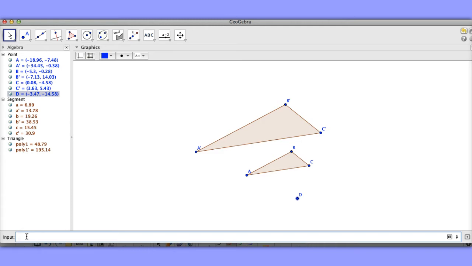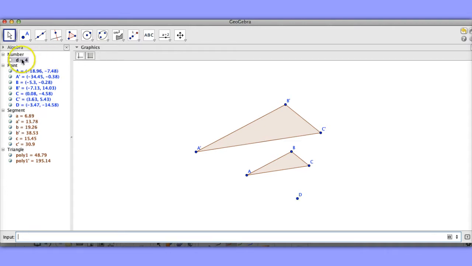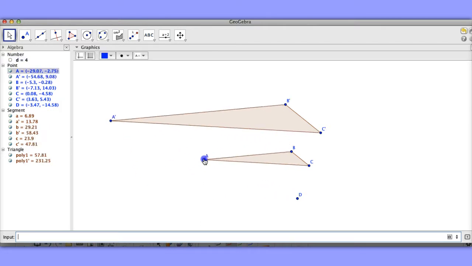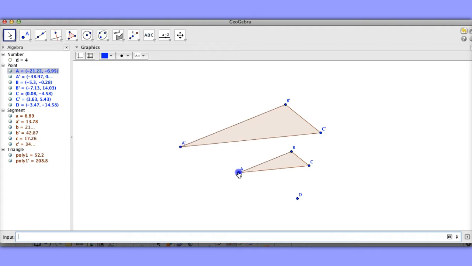I'm going to take the area of the bigger polygon, so that would be polygon 1 prime, and divide it by the area of the smaller polygon, polygon 1. And notice here I've got an answer of 4. Even if I drag on this triangle and make the sides longer or shorter, the ratio for the scale factor is 1 to 2, but the ratio of the areas is 1 to 4.